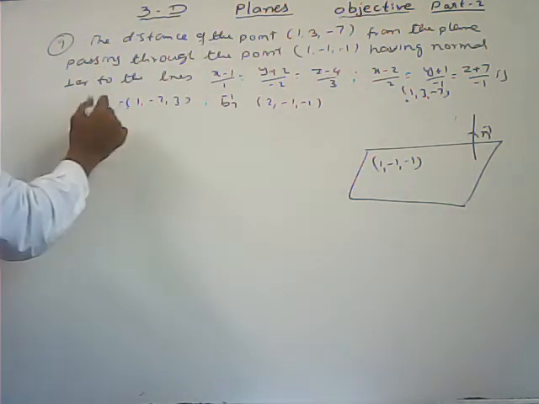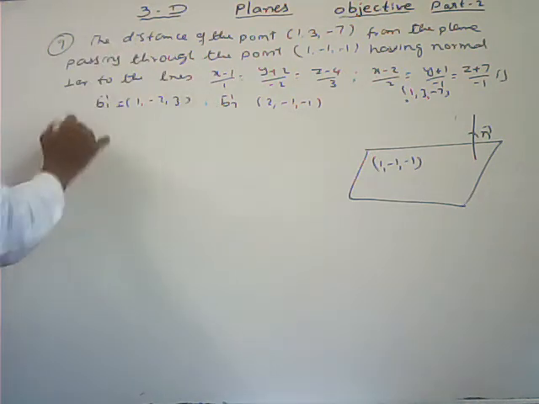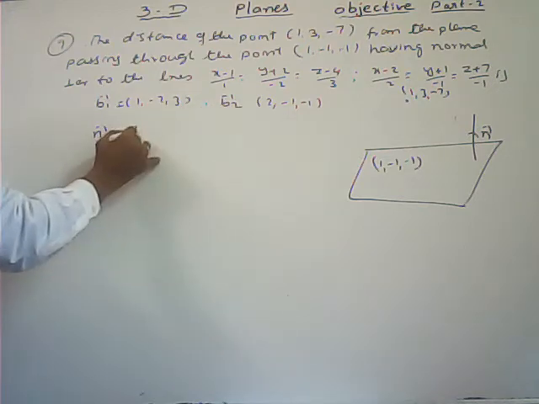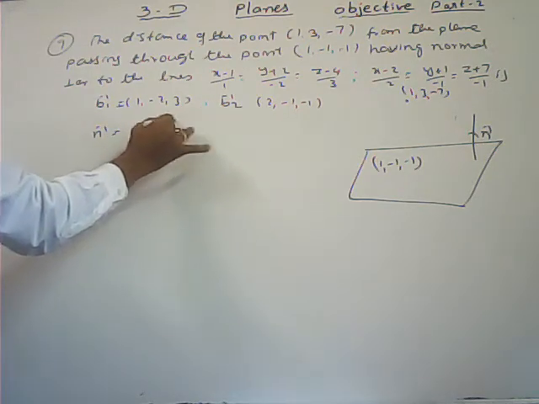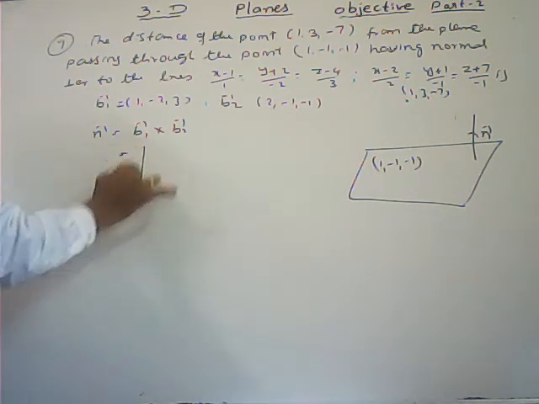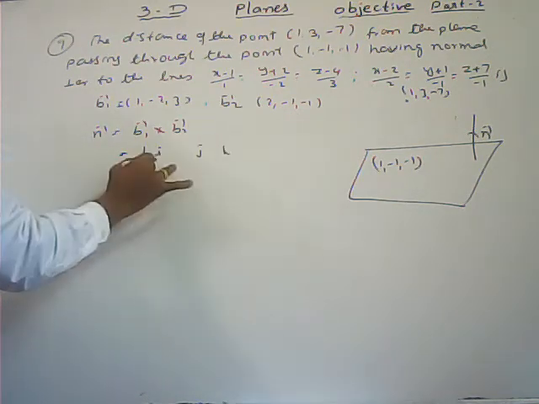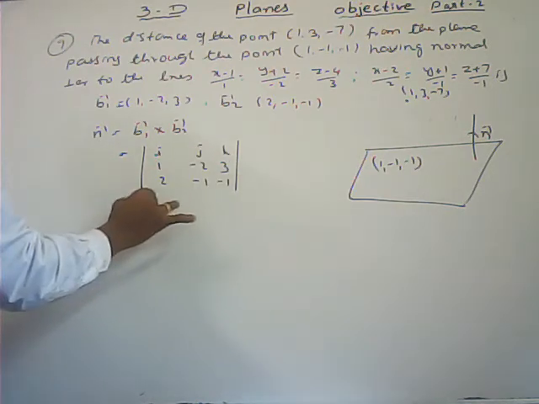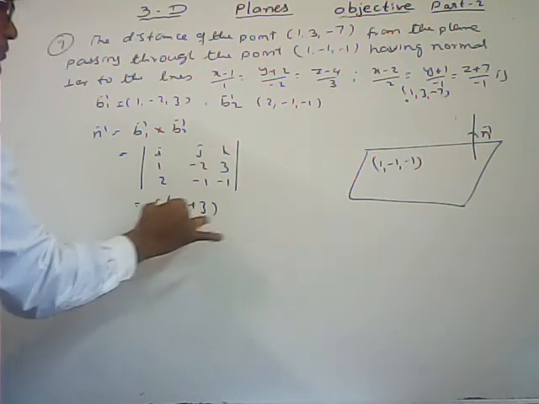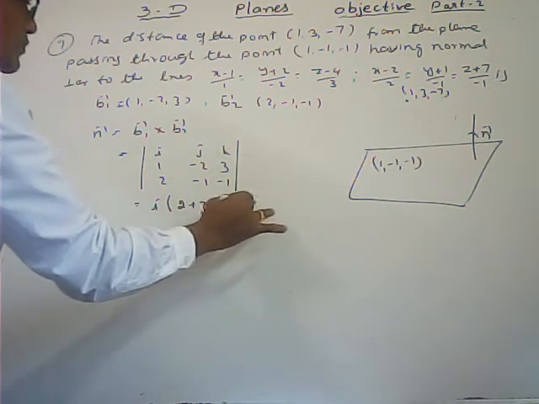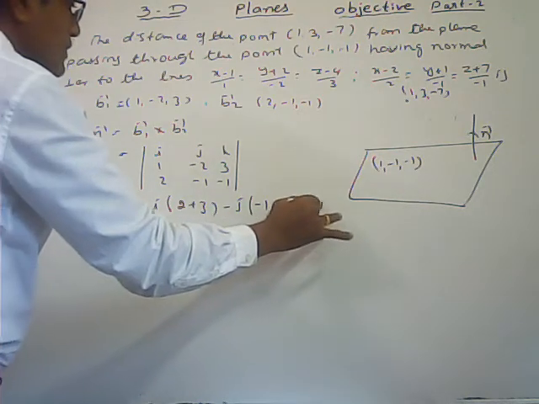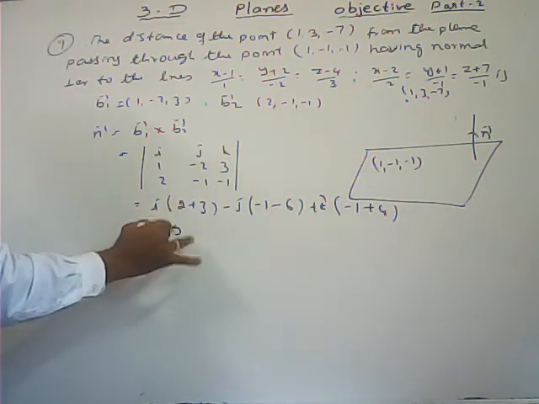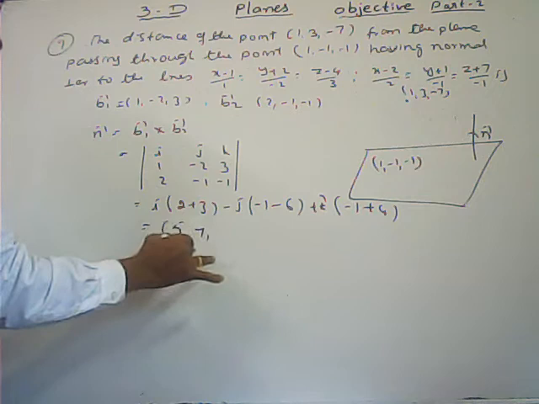So n bar is perpendicular to both b1 bar and b2 bar. So n bar is equal to the vector perpendicular to both b1 bar and b2 bar, which is nothing but their cross product only. How to find the cross product here? I, j, k. 1, minus 2, 3, 2, minus 1, minus 1. So I into (2 plus 3) minus j into (minus 1 minus 6) plus k into (minus 1 plus 4).